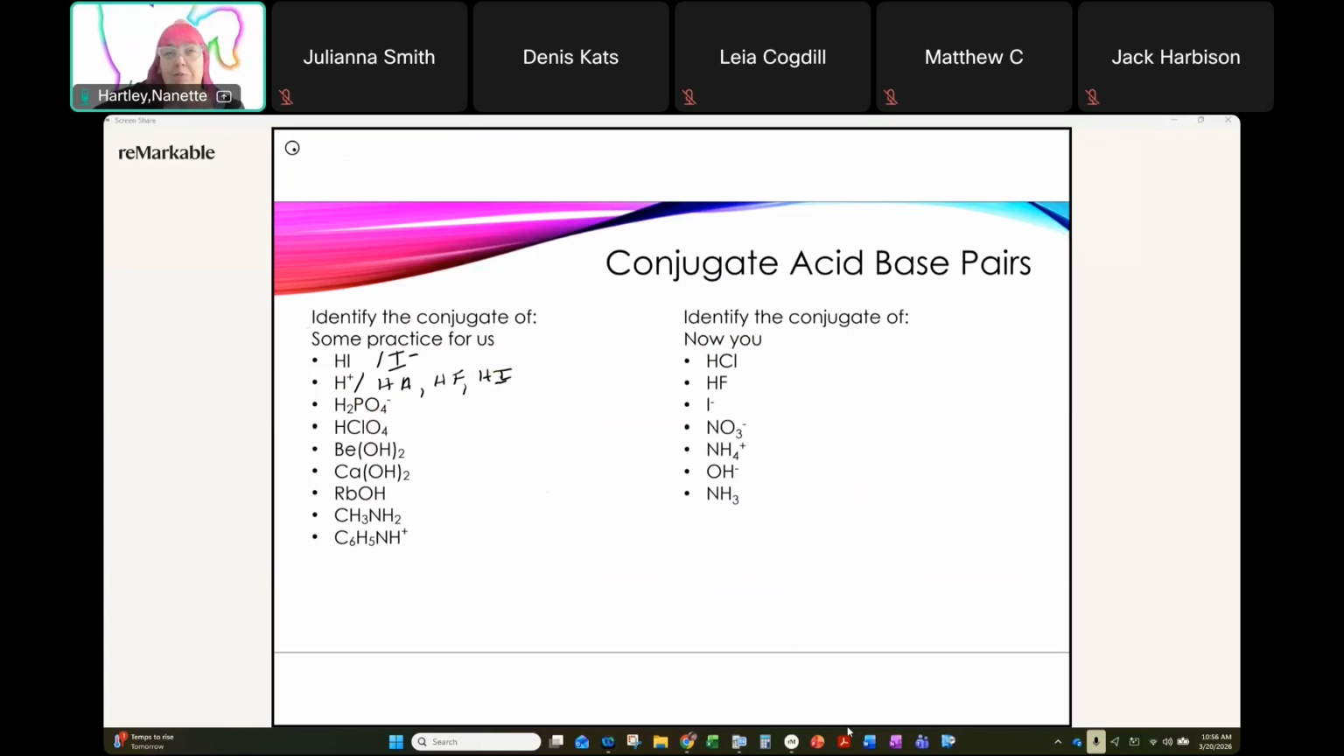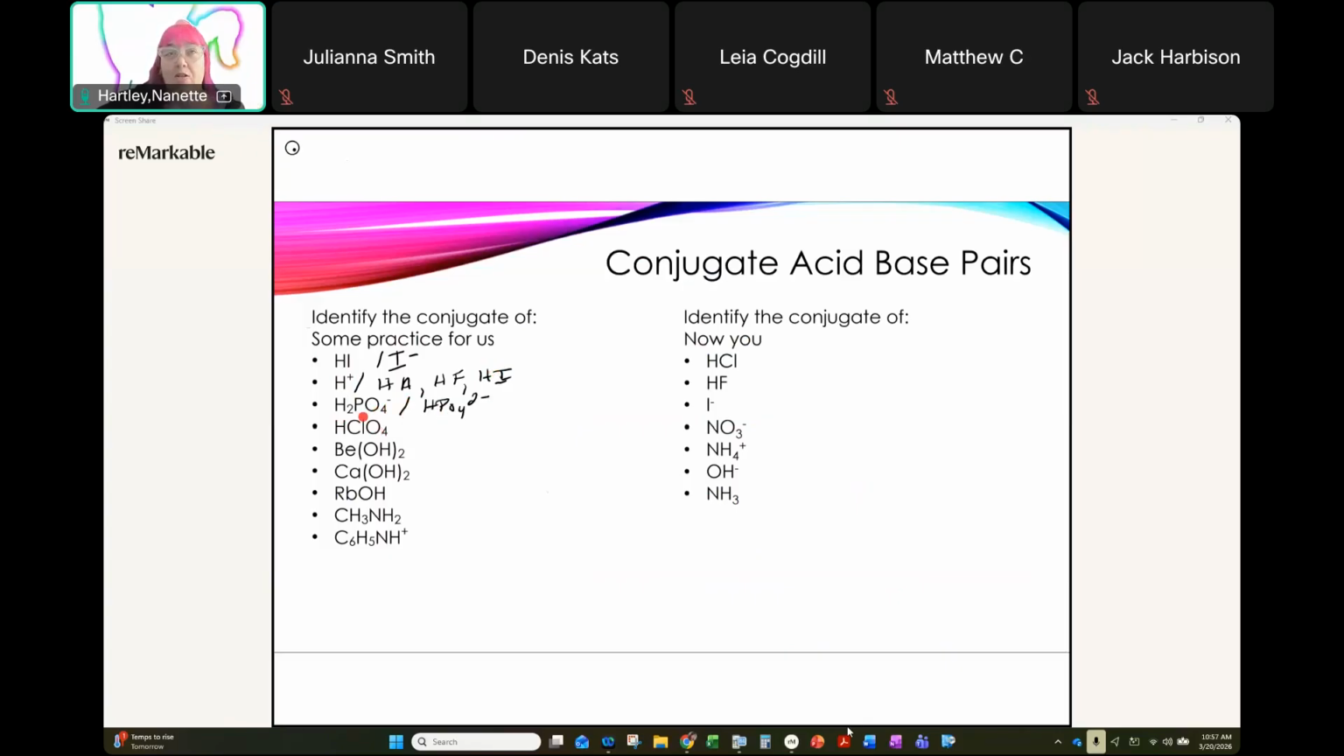Now I have an H2PO4 minus. There are two things that I could do with this. It has a proton, right? So I could take off a proton, and then I would end up with an HPO4 2 minus. That's one way I could go. So this would be my acid, and this would be my base.